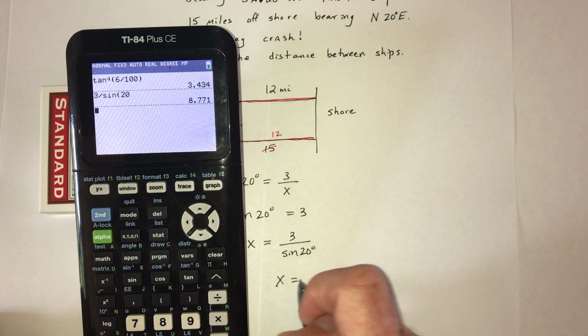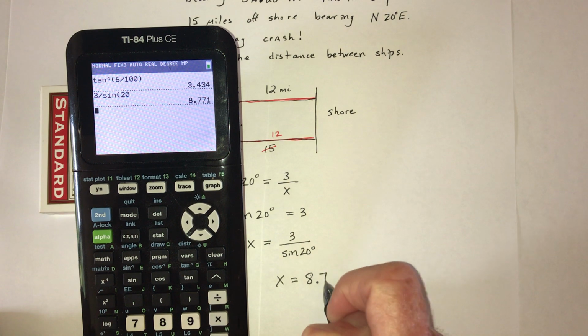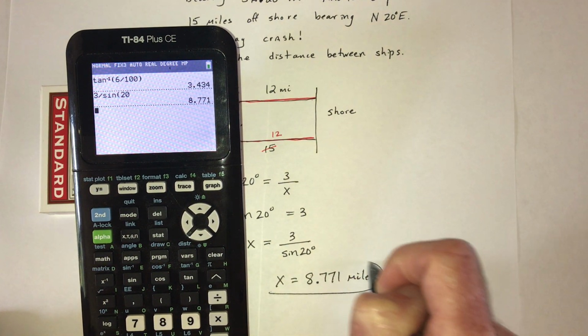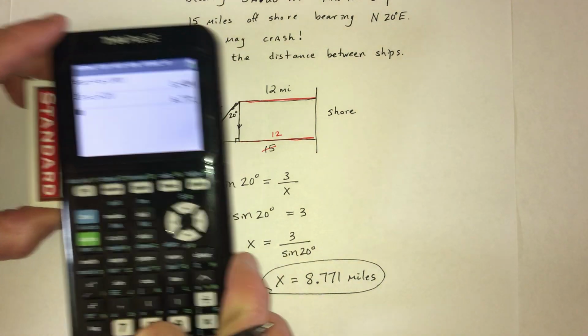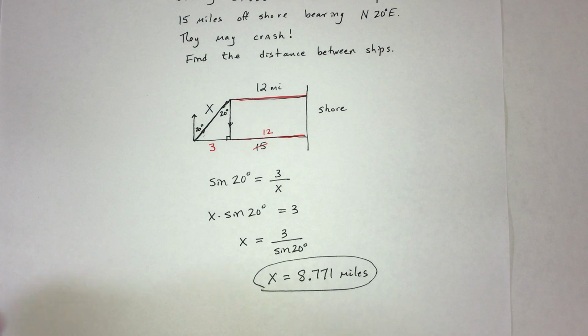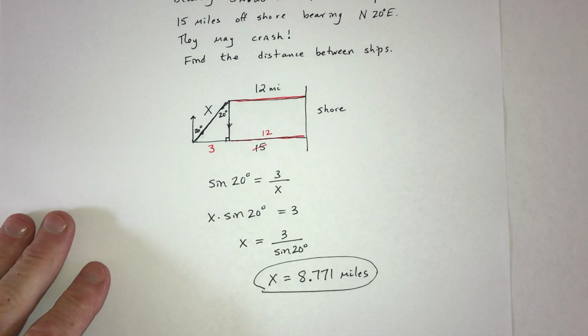So the distance between them is 8.771 miles. So that should be plenty of time for the ships to see each other and change their course so they don't run into each other. Okay, then on to example number 2.